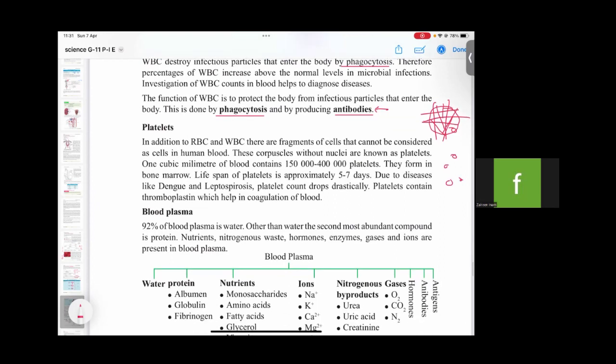And then we have finally the platelets. Platelets are not actually cells, but they are fragments of cells. That means this was one cell, and this cell was divided into many parts, and they are fragments of these cells.